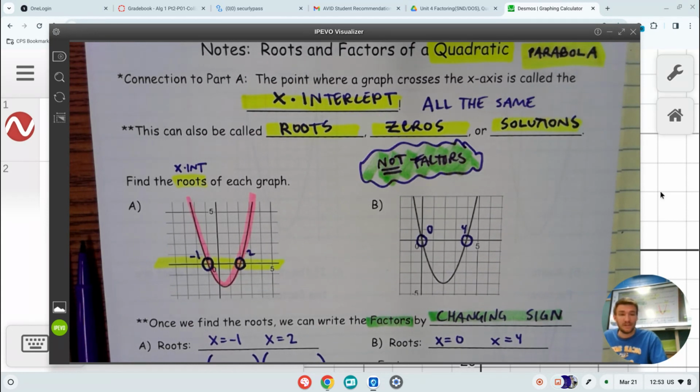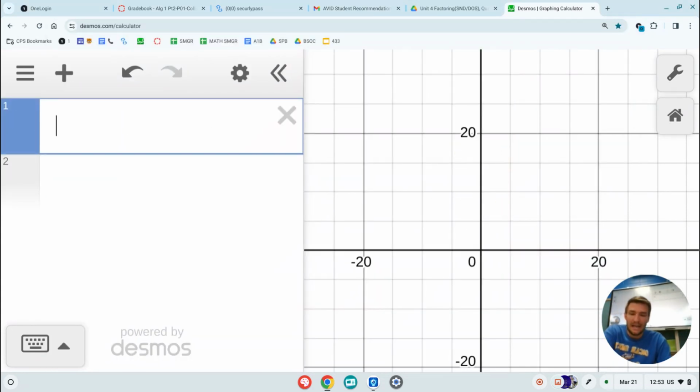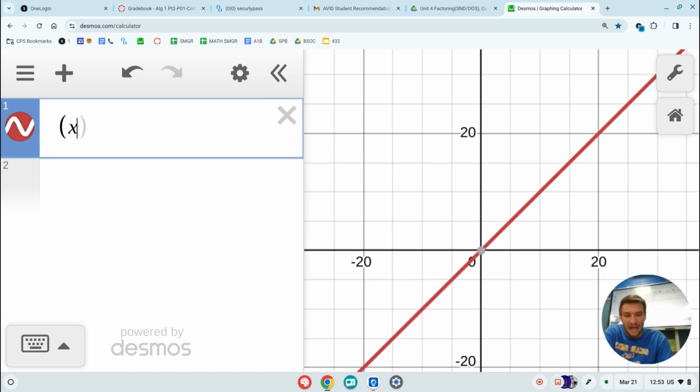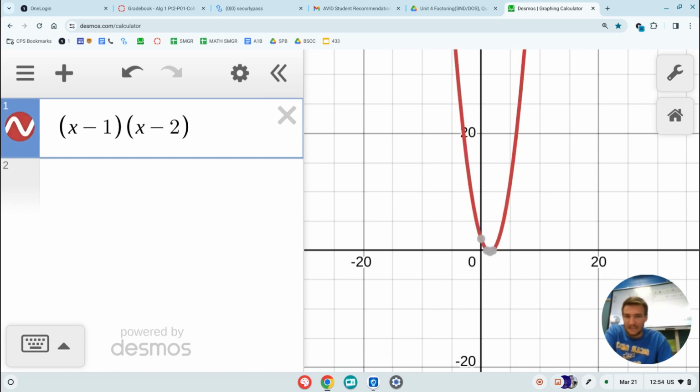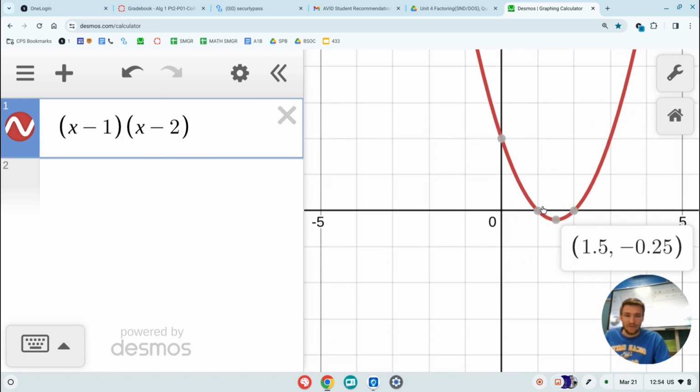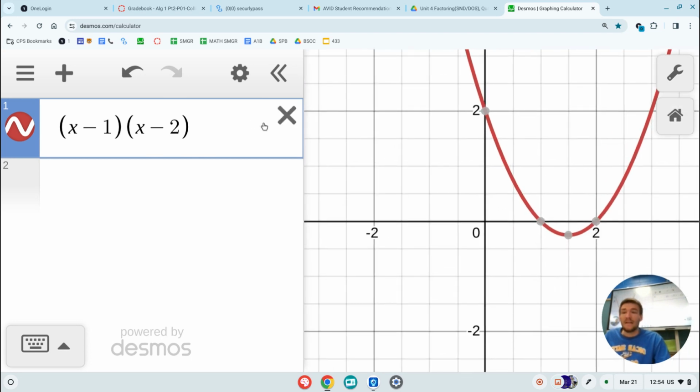Now, I'll prove it to you. If I go to Desmos and I come up with something like x plus 1, parentheses, x minus 2, parentheses, let's just pick easy numbers. Now, here's my graph. Do they cross at -1? No, it crosses at +1. Does it cross at -2? No, it crosses at +2. So they're just opposites. Factors and intercepts, they're just opposites.